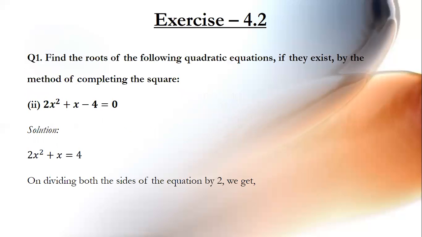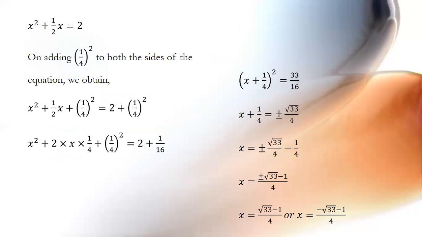Now moving on to exercise 4.2. Question number 1. Find the roots of the following quadratic equations, if they exist, by the method of completing the square. So 2x square plus x minus 4 equal to 0. Now throughout we are going to divide by 2. We can take the constant to the other side because anyway we are going to end up keeping it on the right side. So then we divide by 2. We get x square plus half x equal to 2.